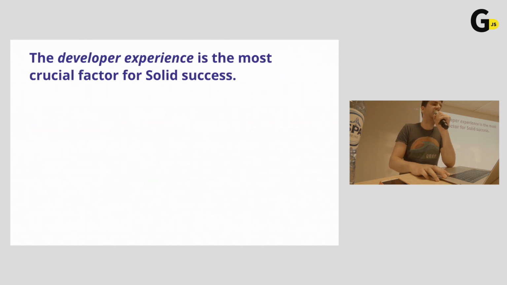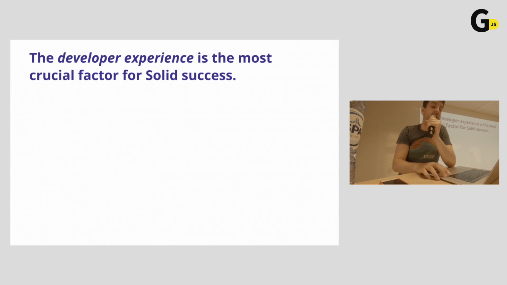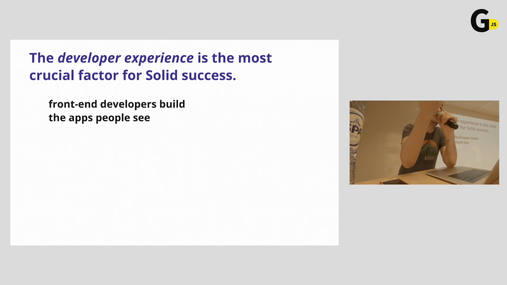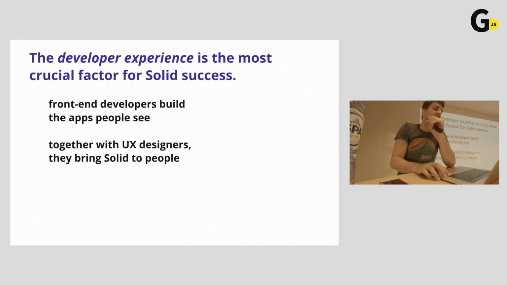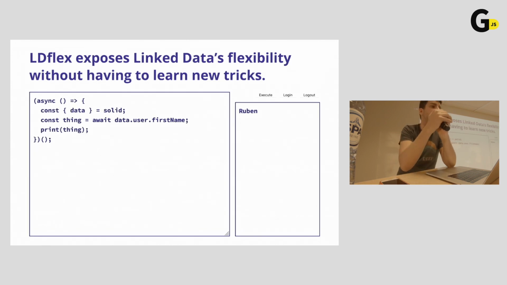Now, what does it look like? Well, we need a new developer experience, and it's going to be crucial to make Solid a success. Because front-end developers are, of course, the people who build the apps that people actually see. And together with UX designers, they're the ones who will make Solid popular. It's not up to us backend people. The front-enders were really responsible for this. So if we enable developers, it means that we enable ourselves. And how do we do this? Well, with a couple of tricks.